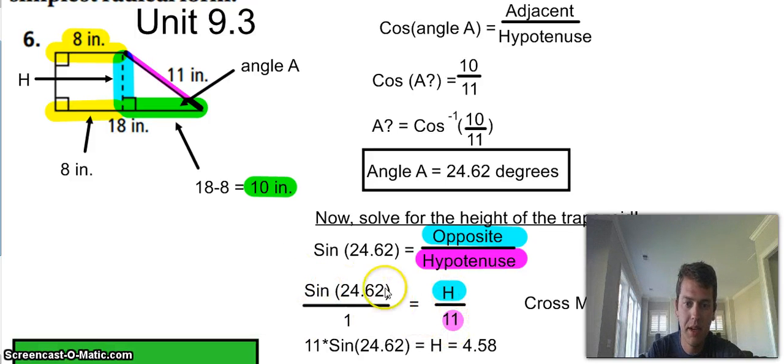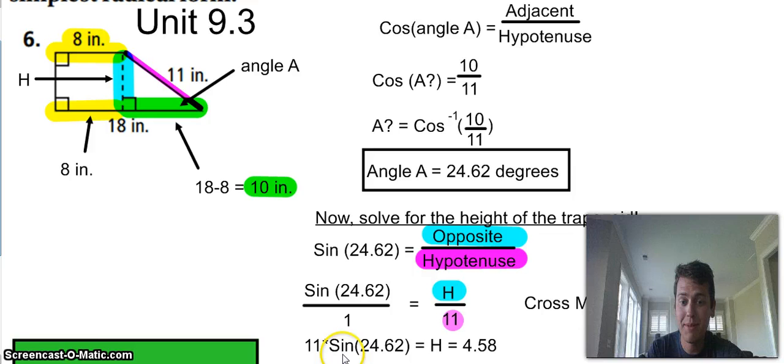So if I take 11 times my sine of 24.62 and 1 times h, I get just h left on the right-hand side. On the left-hand side, I get 11 times. I got to use the asterisk for the times because it's a little hard to work with, and we don't want to use x for multiplication. So anytime you see that asterisk used in mathematics, it's used to represent the multiplication.